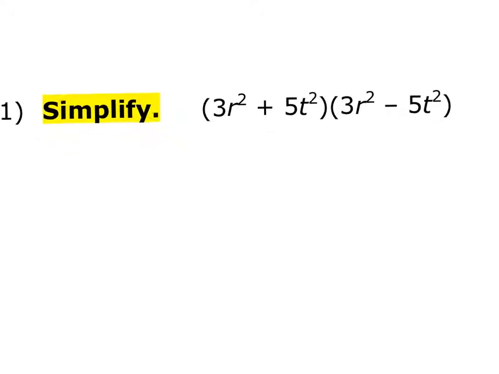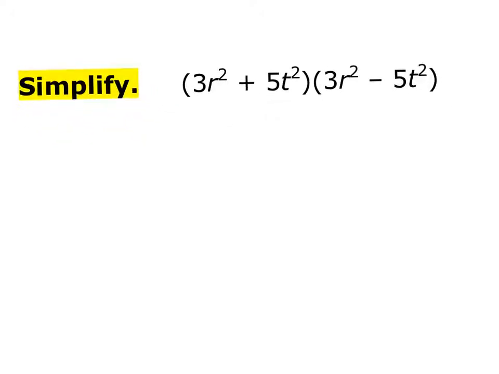This is not an adding and subtracting. This is a foiling. It's a binomial times a binomial. So I need to distribute or FOIL, however you want to see this. First times first: r squared times r squared is r to the 4th. That's my first times first.